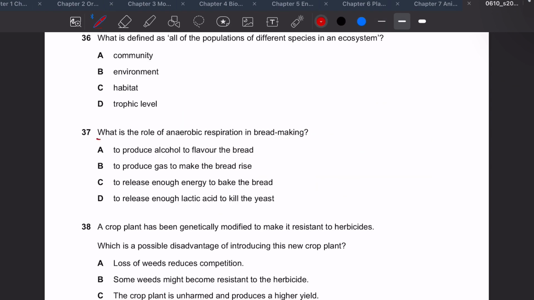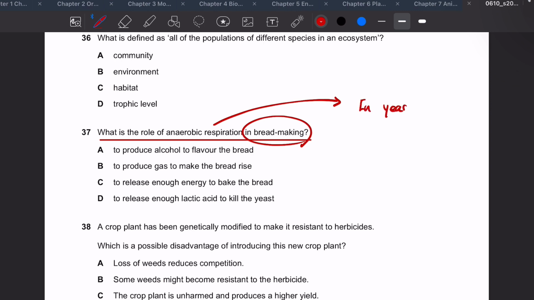Number 37. What is the role of anaerobic respiration in bread making? So the anaerobic respiration that you learn in IGCSE biology happens in animal cells or animals, and in yeast as well. So when it talks about bread making, it must be happening within the yeast. Okay. So the anaerobic respiration that happens in yeast involves glucose molecule turning into ethanol and carbon dioxide.